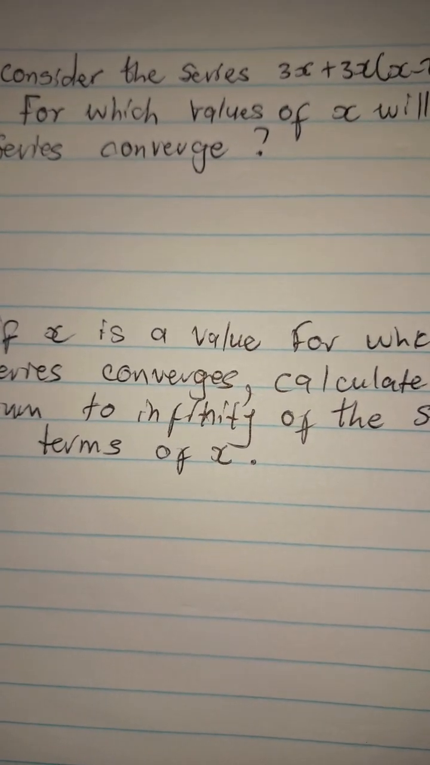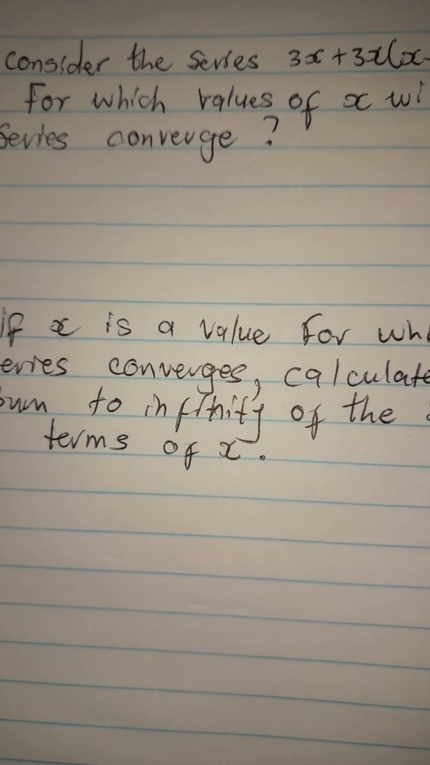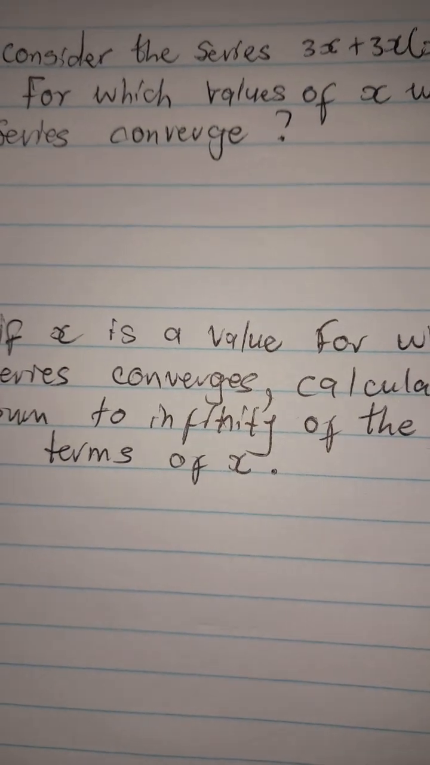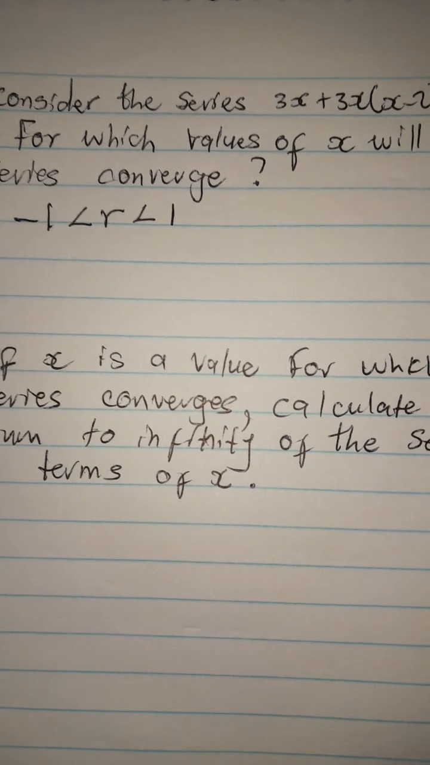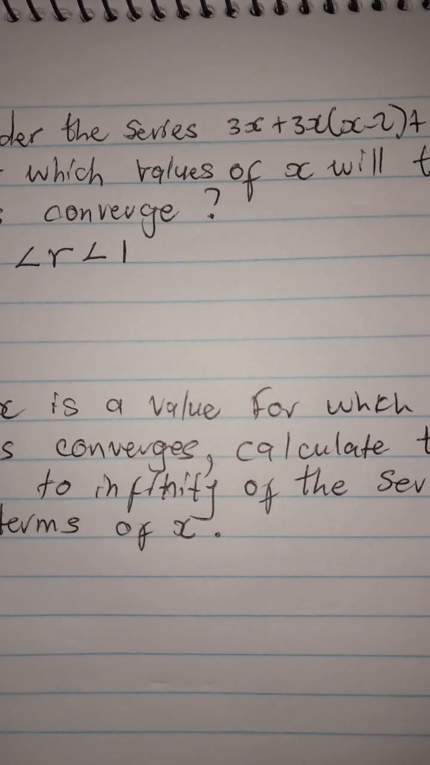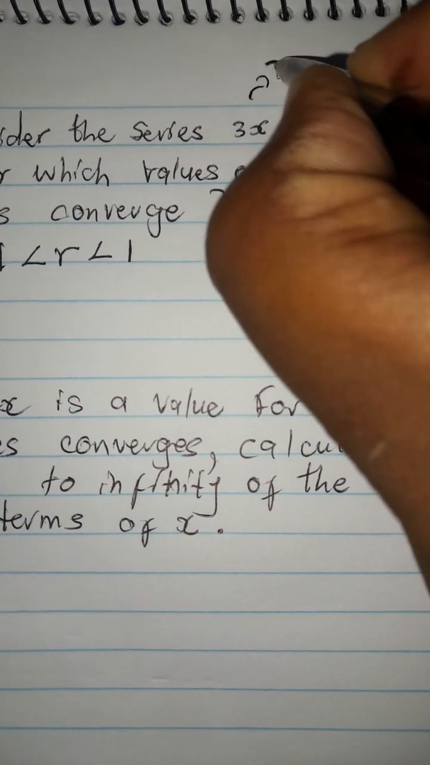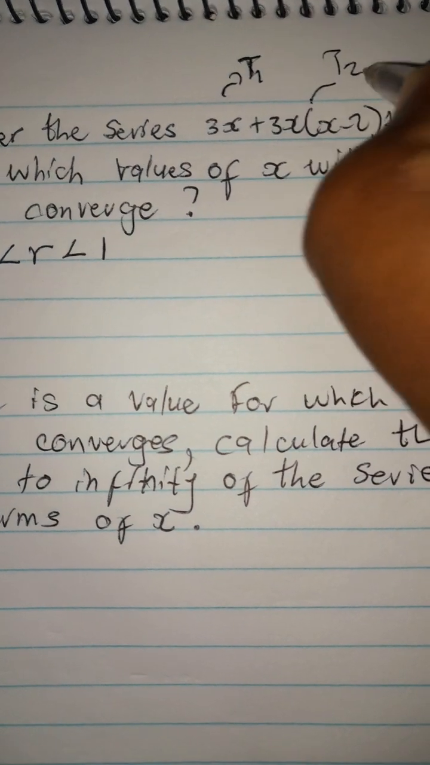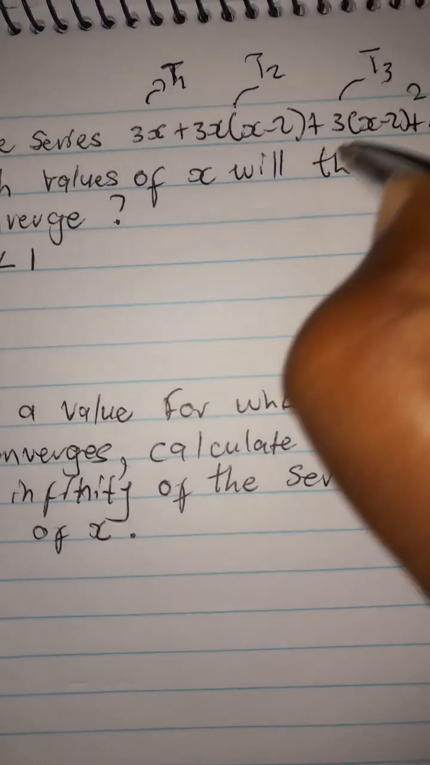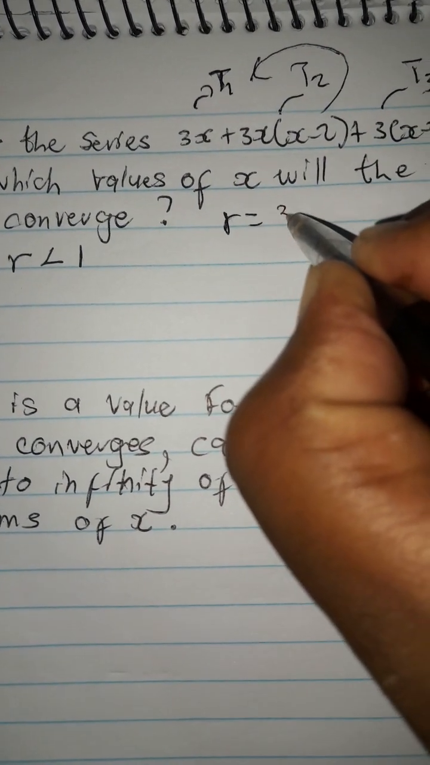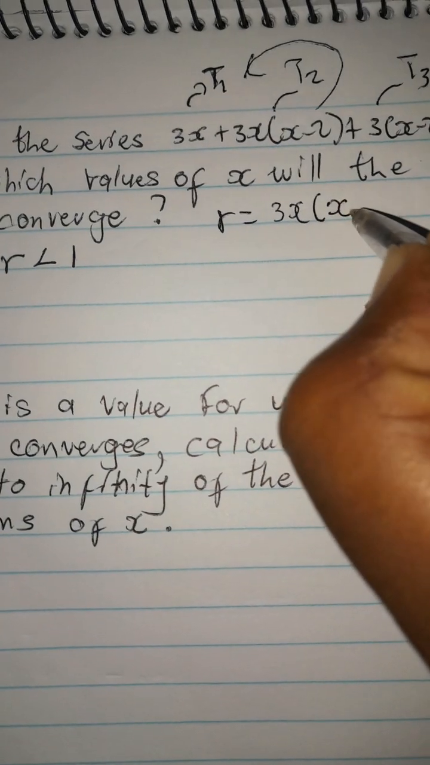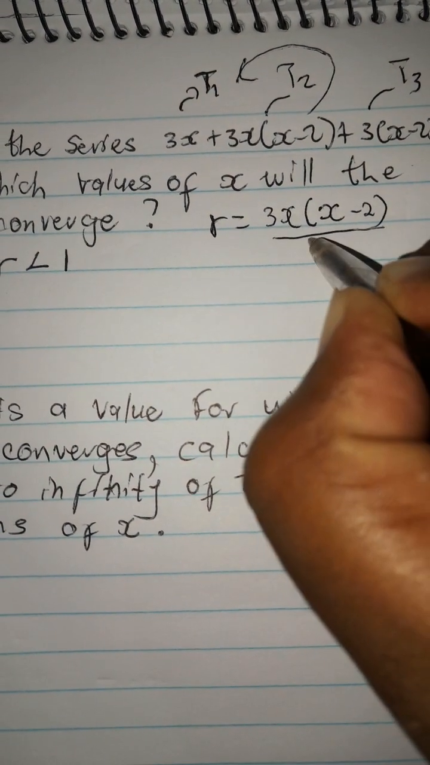Remember, it converges between -1 and 1. So the first thing is to write what we are being told: between -1 and +1. So you need to find the constant ratio. How do we get that? Remember I told you, this is T1 and this is T2 and this is T3. So in other words, T2 divided by T1. Let's see how we are going to do that. So we have 3x, which is T2, and x minus 2 divided by T1, which is 3x.